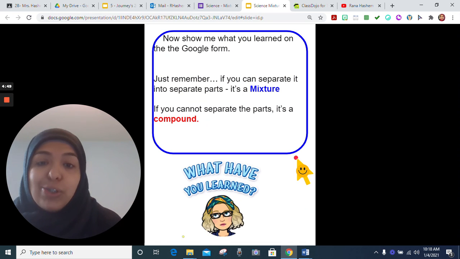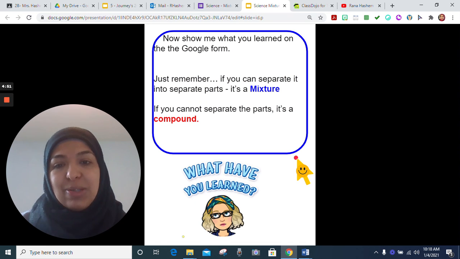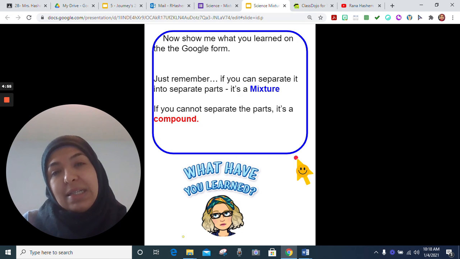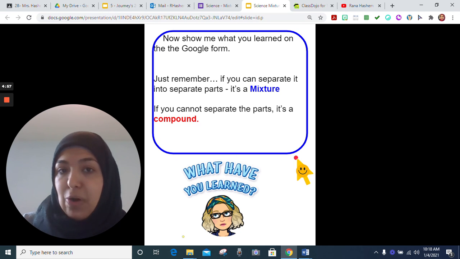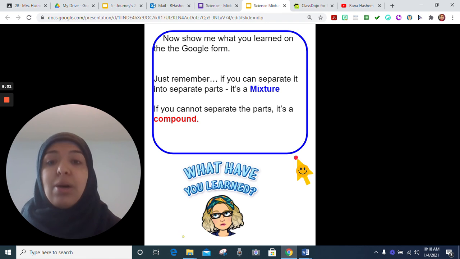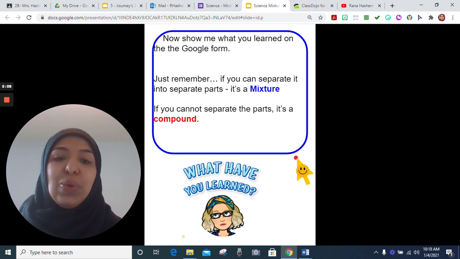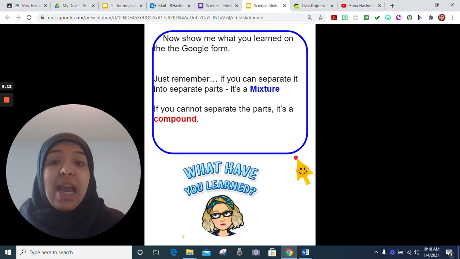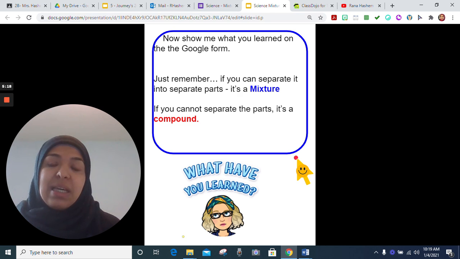Now show me what you learned from this Google presentation, you are going to take a little quiz on a Google form. Remember, if you can separate it or sort it out, this is a mixture. If you cannot separate the parts, then it's called a compound. Go ahead and let's do the Google form.